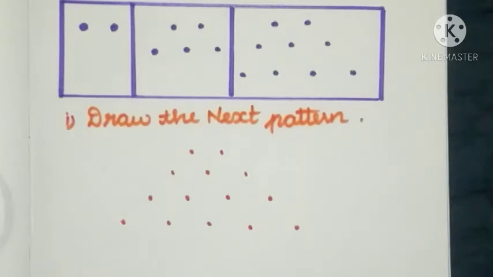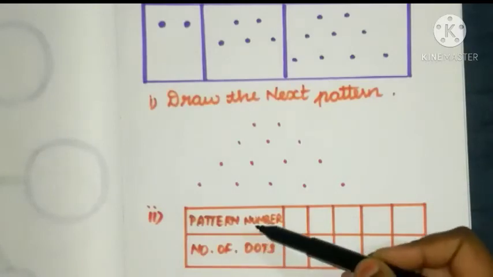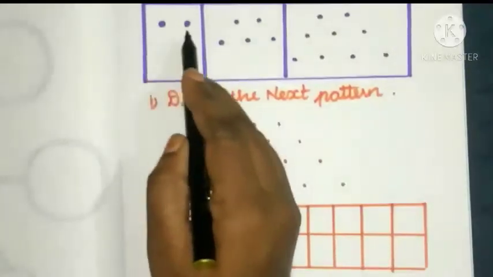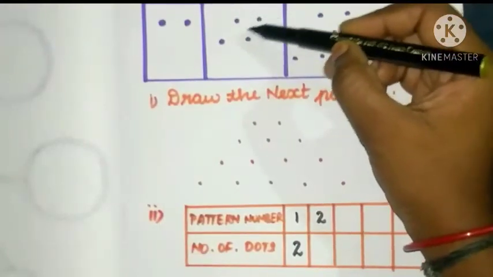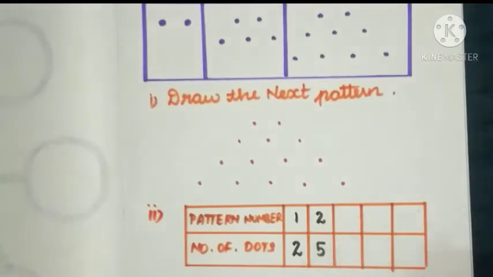Then you have to prepare a table for the number of dots used for each pattern. See, in first one how many dots are there? 2. So the number of dots are 2. In second one how many dots are there? 1, 2, 3, 4, 5. So 5 dots are there.